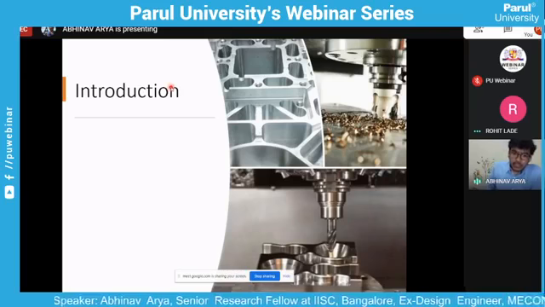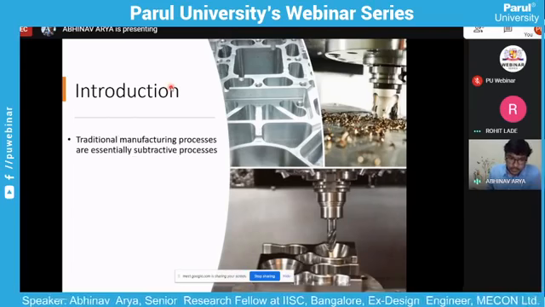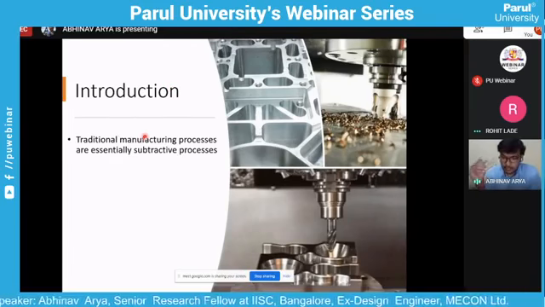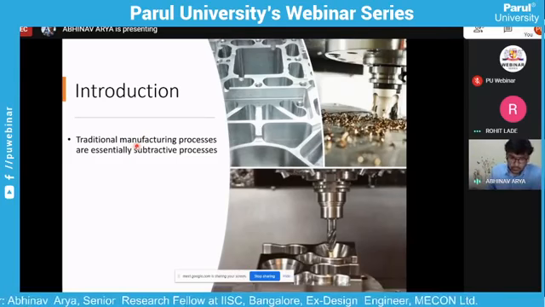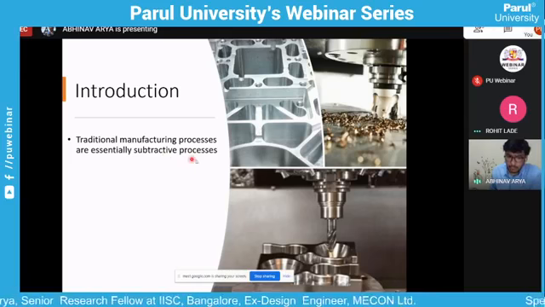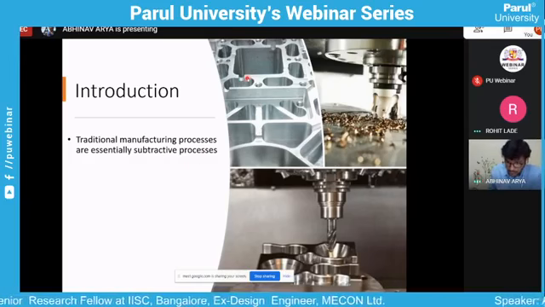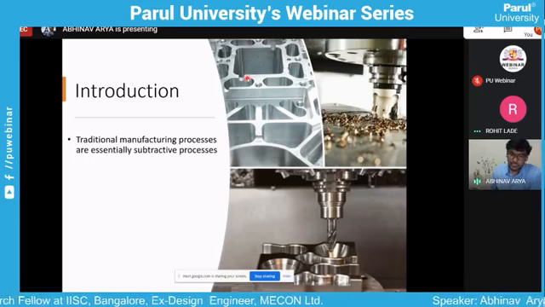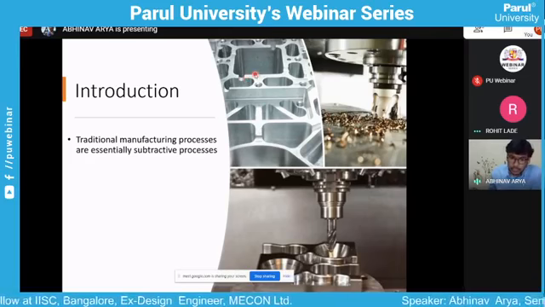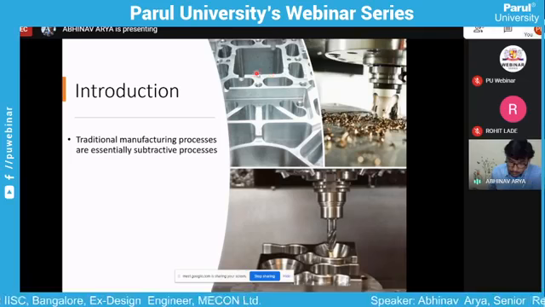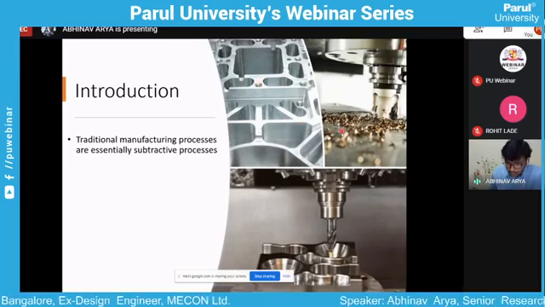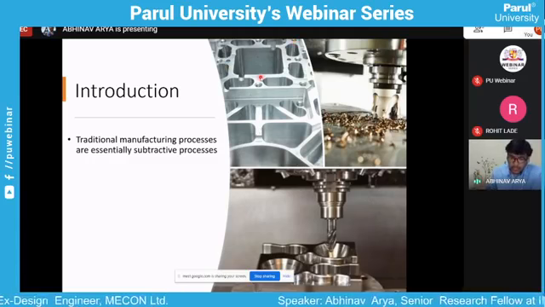So if I start with the introduction, we know that traditionally the manufacturing that we do of any component is essentially a subtractive process. Why? Because essentially we take a block of metal, or whatever material we need to make the component from, and we then remove material from it, like we do in machining. So if we want to make all these cavities in the component, then we just remove the material from it.